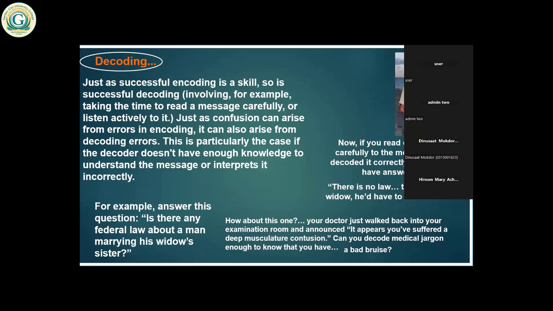So for example, answer this question. Let's see. Is there any federal law about a man marrying his widow's sister? How about this one? There's no law. To have a widow, he'd have to be dead. You can't marry.